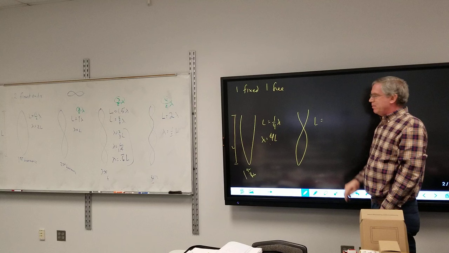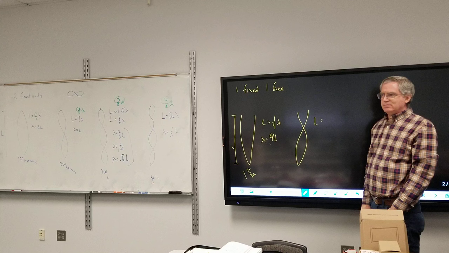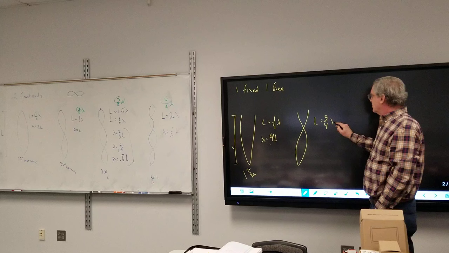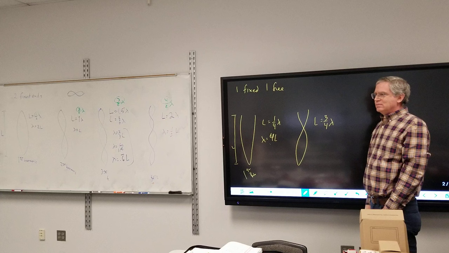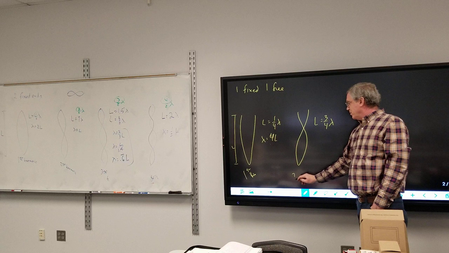How many waves is this? Half a wave. Not a half. Three-fourths. Which harmonic is this? The second. It's not the second. Third. Yes. Three, that numerator right there. It's three times the first one. This is the third harmonic. Even harmonics don't exist here.